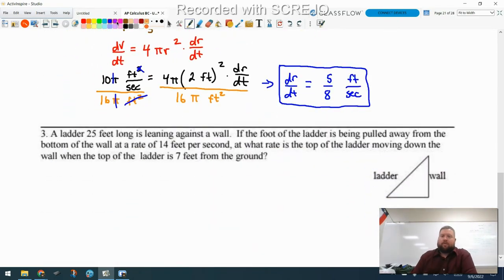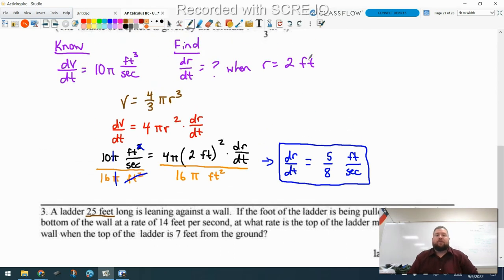Next problem is our ladder problem. Very popular related rates problem. So we have a ladder leaning against a wall that is 25 feet long. I like to call that a true constant. The ladder will always be 25 feet long. It doesn't matter where we are in time. The ladder's size is not going to change.